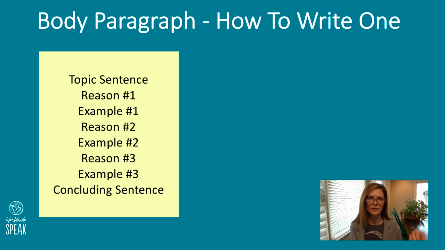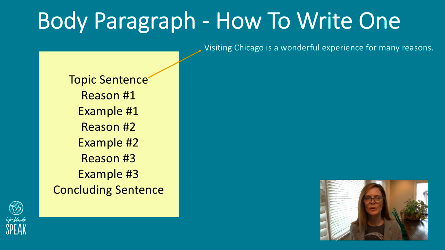So, remembering the introduction paragraph and talking about Chicago and it being the best place to visit, what would our topic sentence look like? We could write something like this. Visiting Chicago is a wonderful experience for many reasons, right? We've got reason number 1, reason number 2, and reason number 3 to convince the reader to go to Chicago.